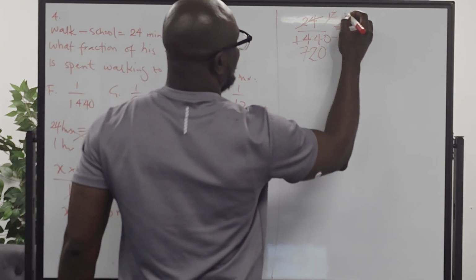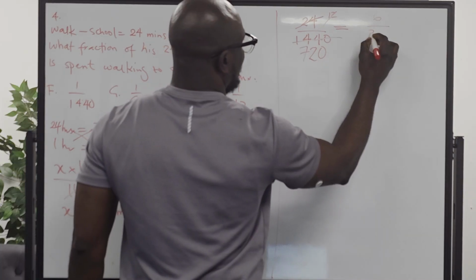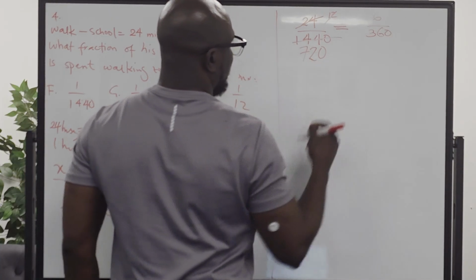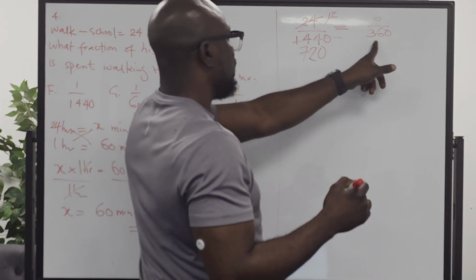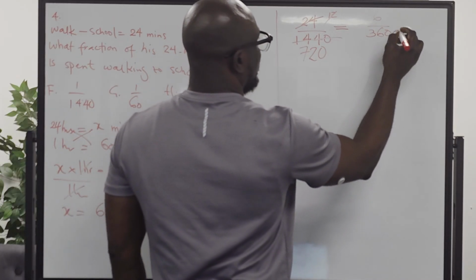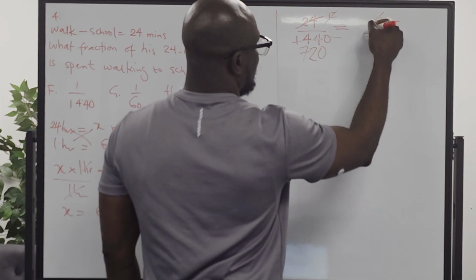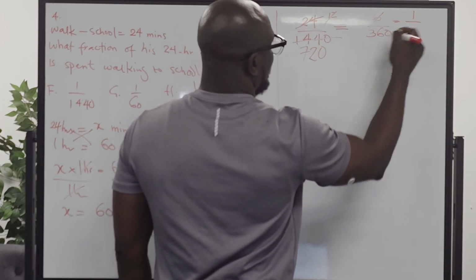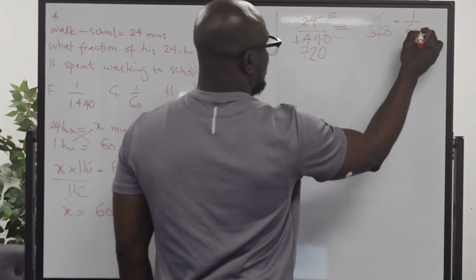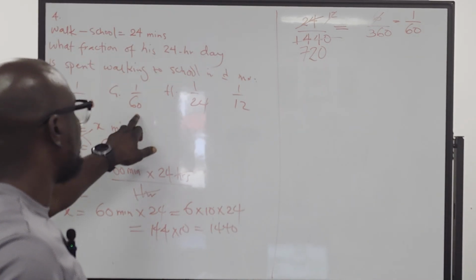So this one divided by 2, you have 6 right here. And here you have 360, right? 2 times this should give you 720. And then if you bring it down again by 6, you have 1. And by this, you have 60. So that's how you get 1 over 60.